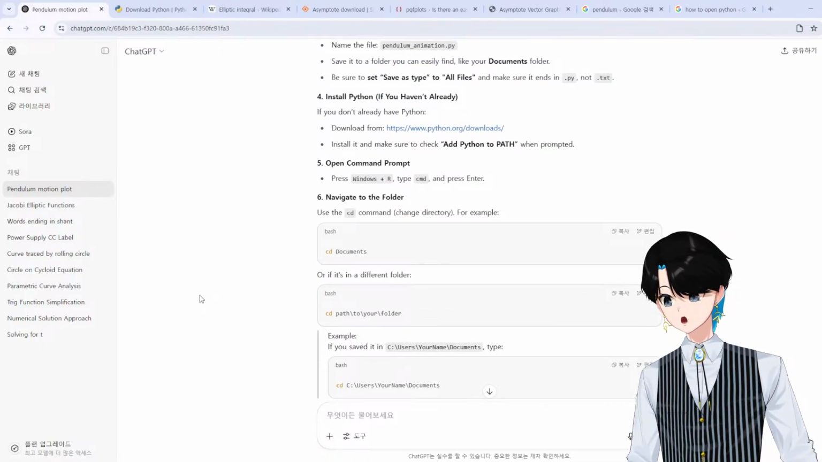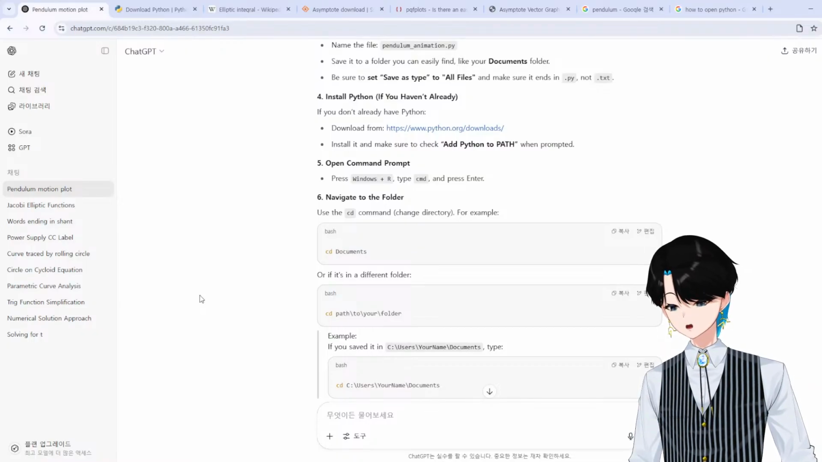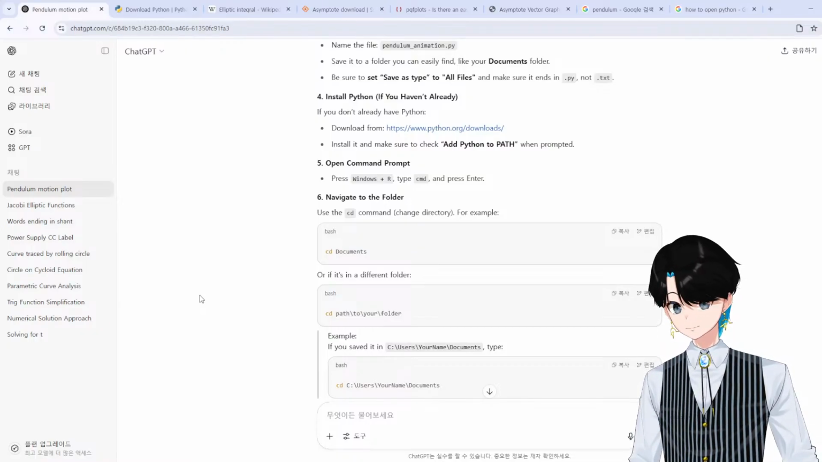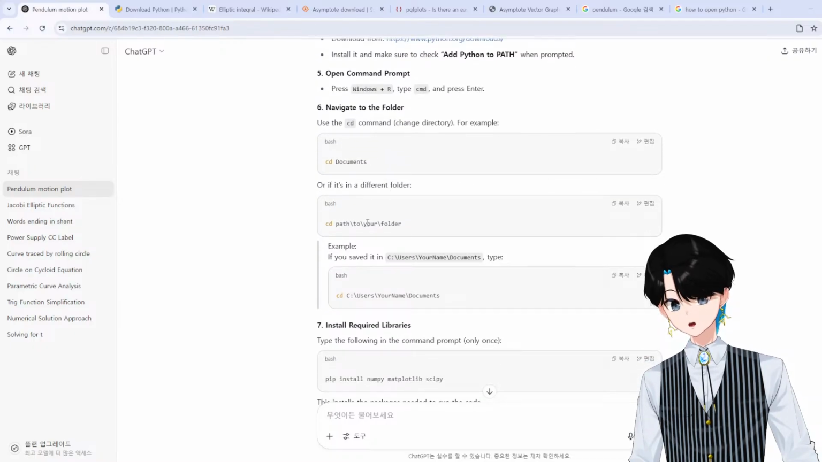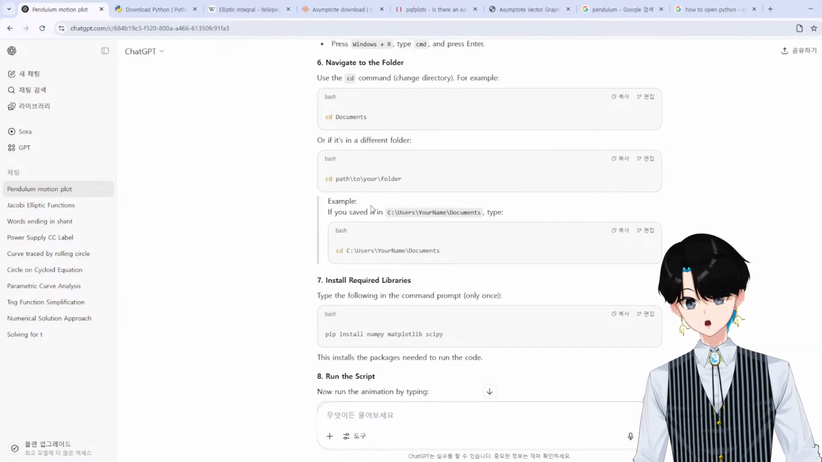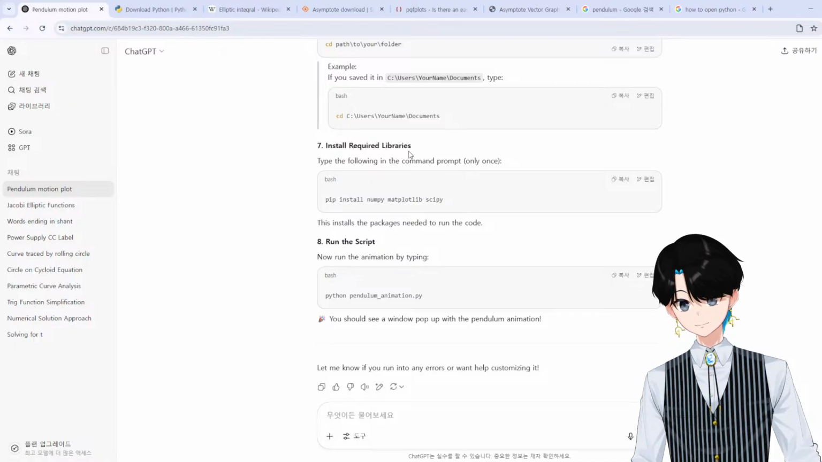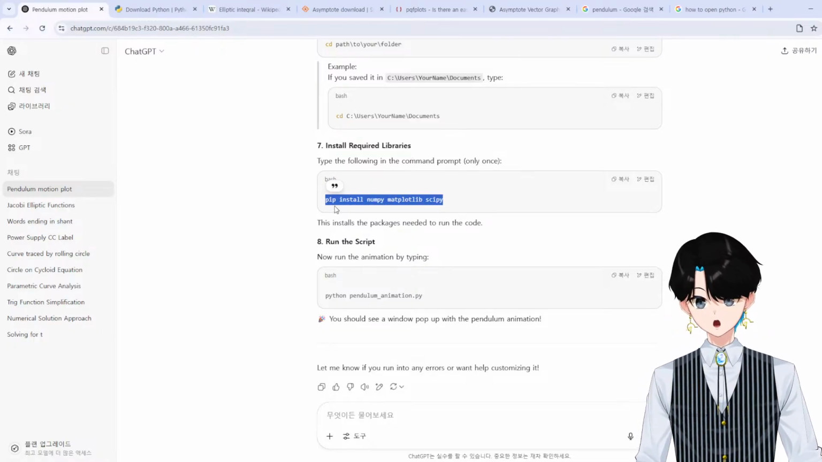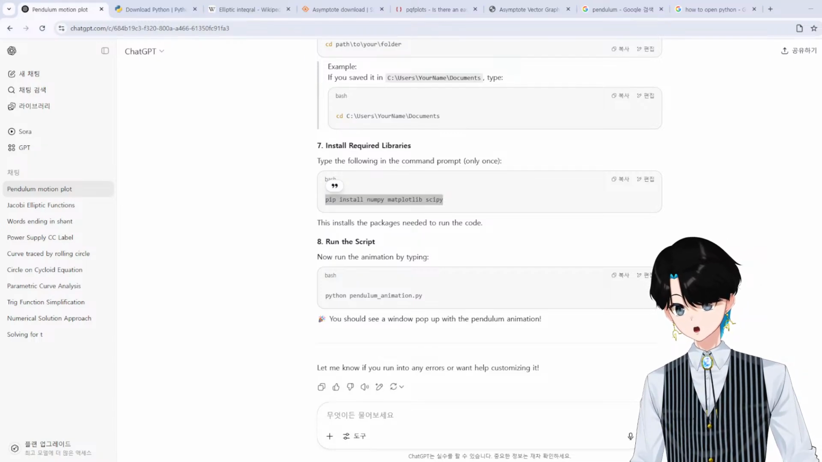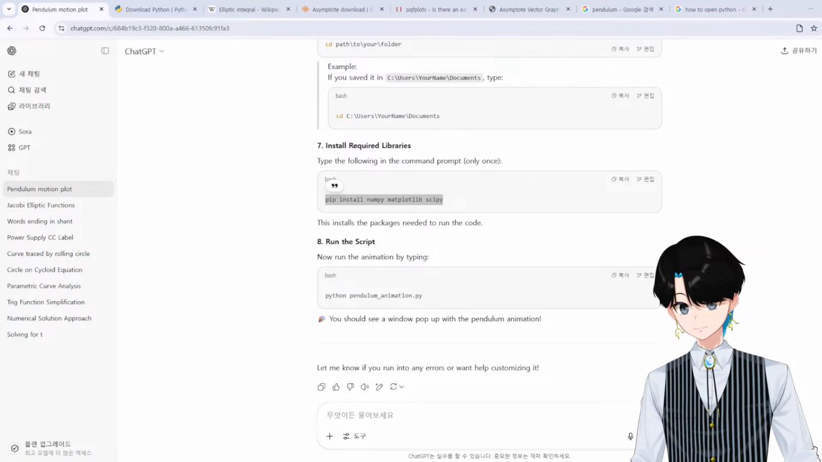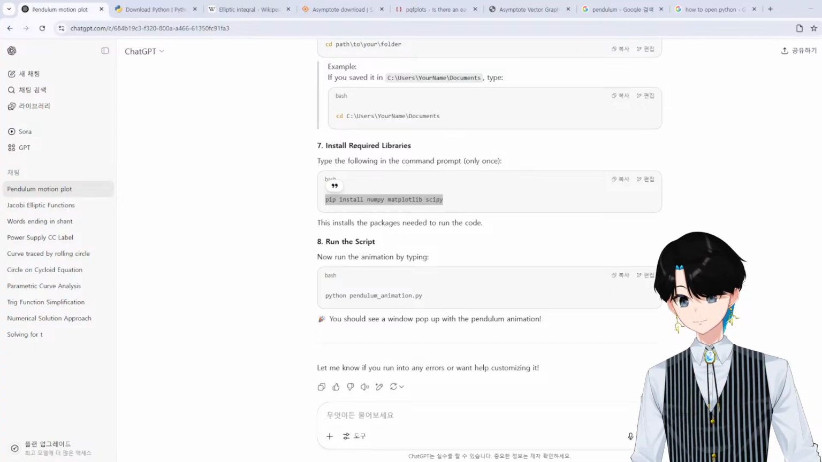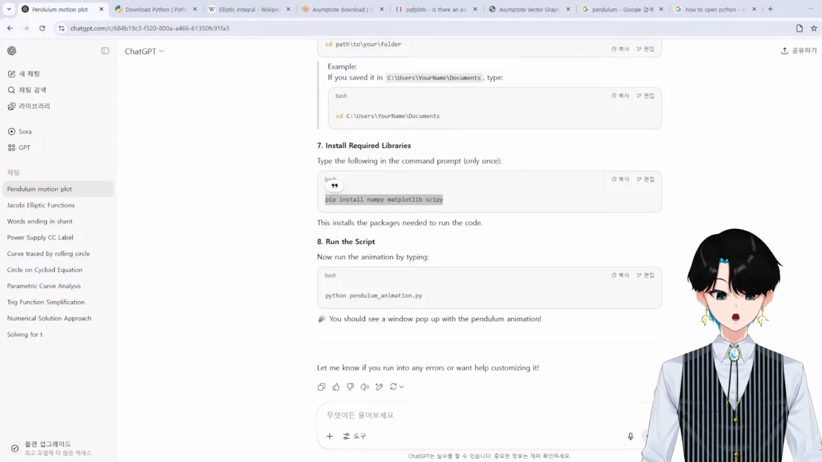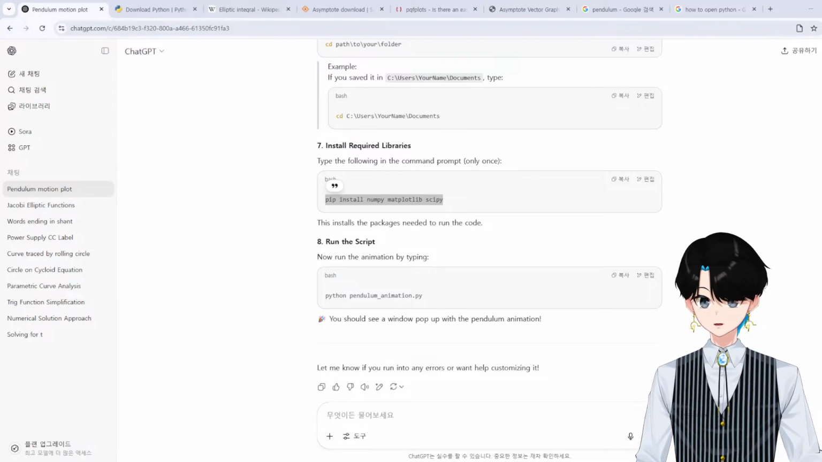I'm really eager. Like I'm so desperate. I really have to see the results with my eyes. Okay. For example, the documents in a different folder. Yeah, done that. Install required libraries. Type the following in the command prompt only once. Okay. I'm doing that right now. Whoa. I really want to show this to you guys, but unfortunately I cannot.